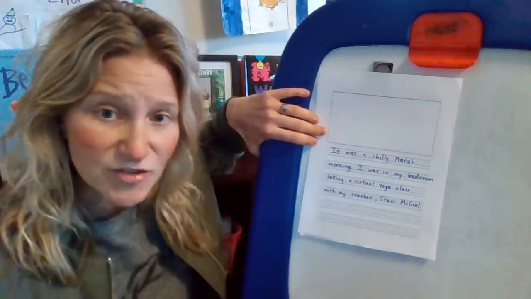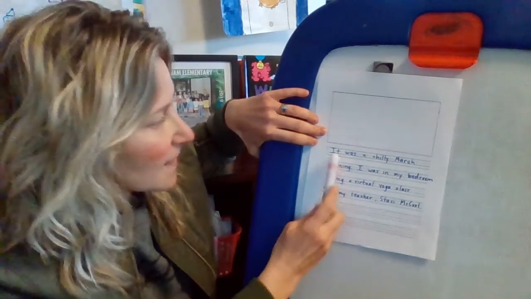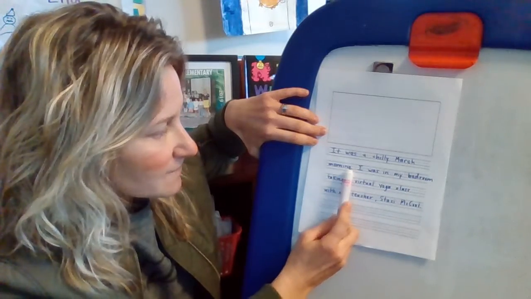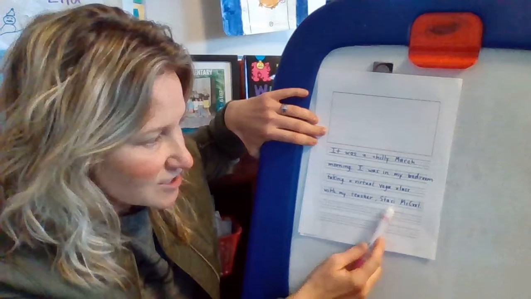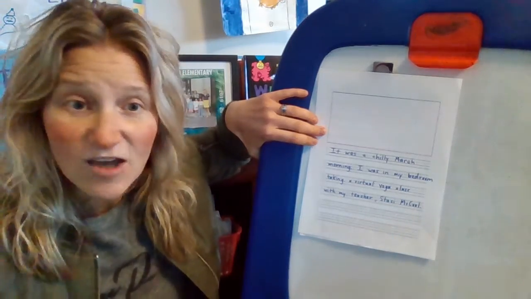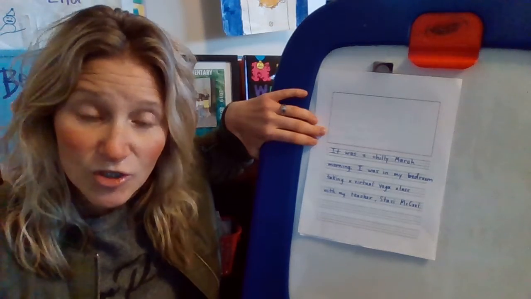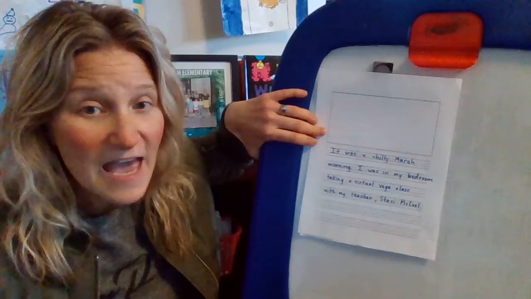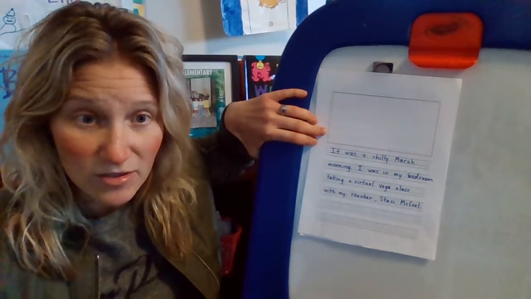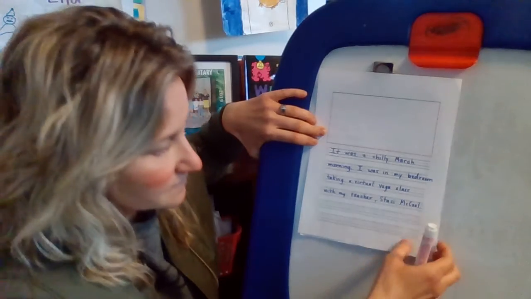So I'm going to go draw a picture of this in a minute, but let's reread what I have so far. It was a chilly March morning. I was in my bedroom taking a virtual yoga class with my teacher, Stacy McCool. That's the only information that goes in your introduction. You tell who you were with, what the setting is, and then the next page is for your middle. All stories have a beginning, a middle, and an end.